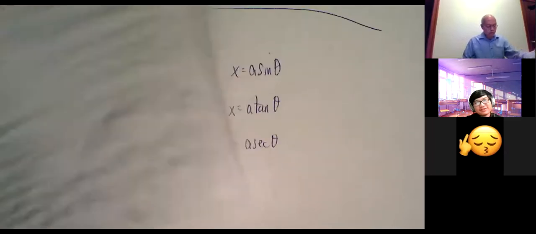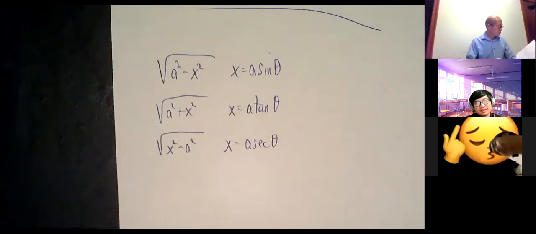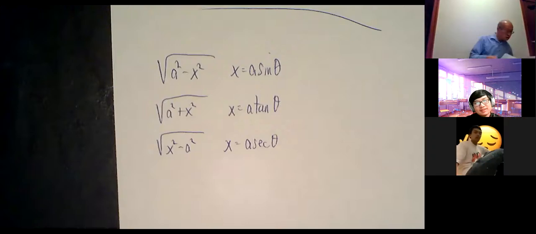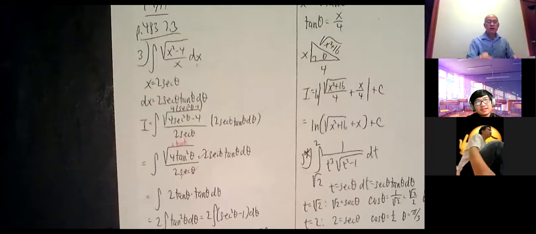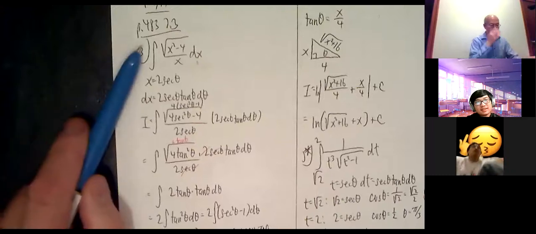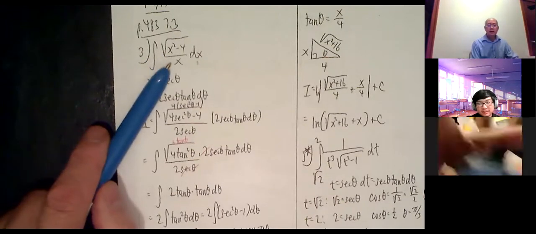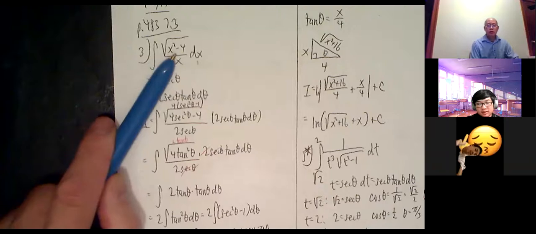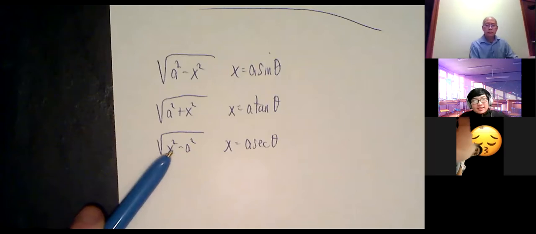All right, so that's number 2. And next one I want to show you is number 3, so you can see one of each type. Okay, so number 3. Integral of the square root of x squared minus 4 over x. X squared minus 4. All right, x squared minus a squared. That looks like the third one.